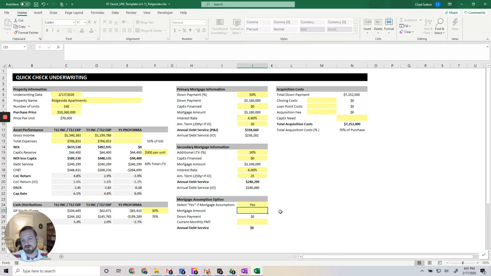It's easier just to say, okay, I'm assuming his mortgage. What's the mortgage amount? And more importantly, what's the current monthly payment? So let's say that mortgage is $12,000 a month, $144,000 a year. That's going to drive your number over here. This is a simple way to do it.